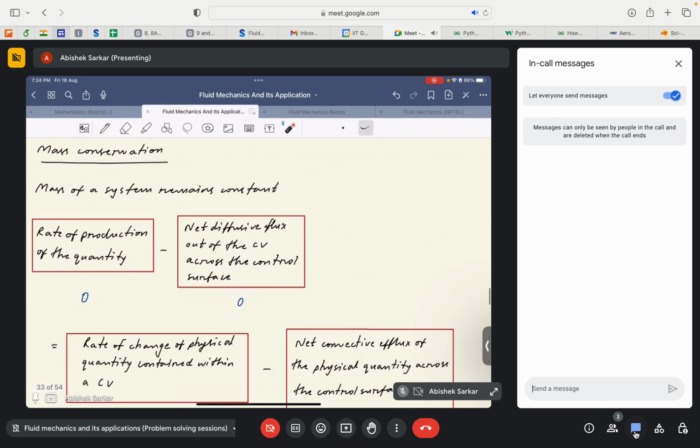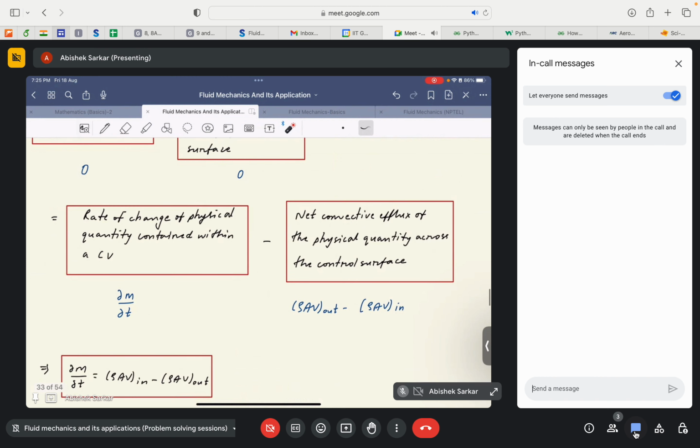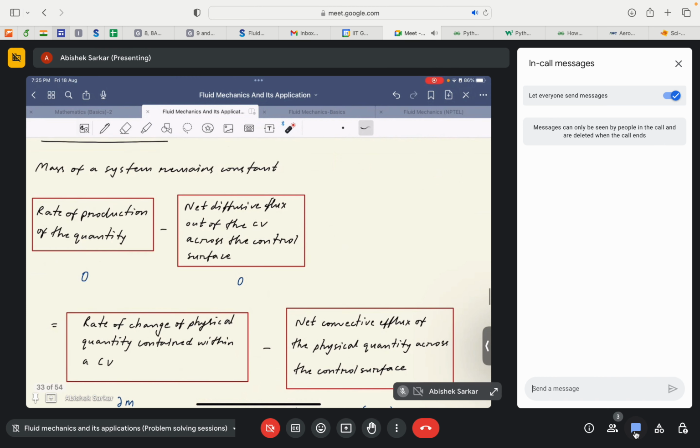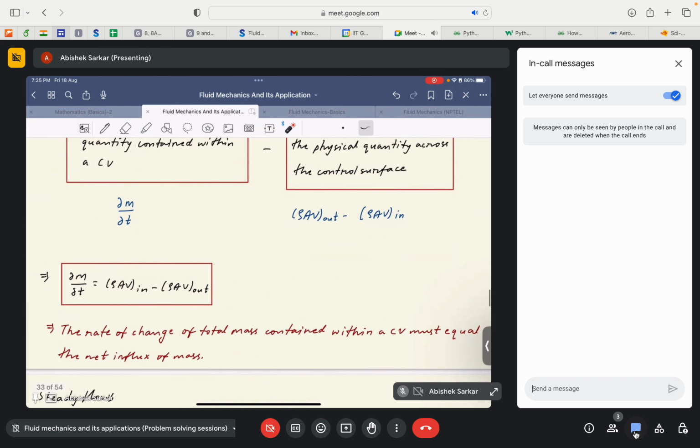Okay, so again I won't go through all the definitions here, I'll just go to the gist of it. From the mass conservation, applying RTT, we obtain that dm by dt is equal to rho AV in minus rho AV out. See, this is very simple actually. This can be directly achieved by applying RTT.